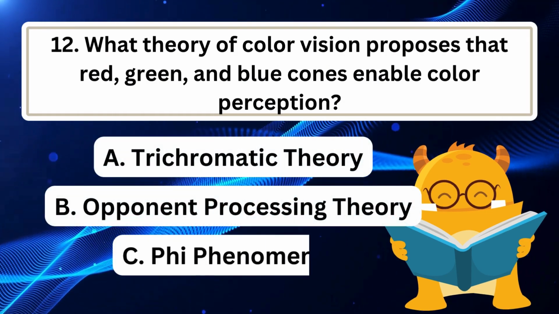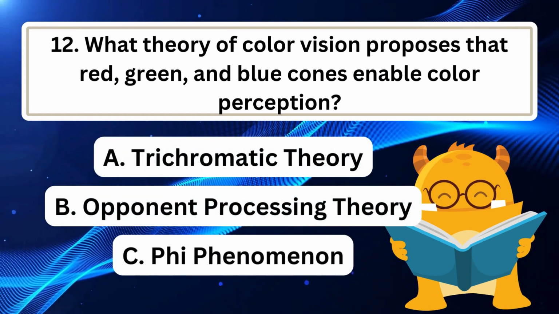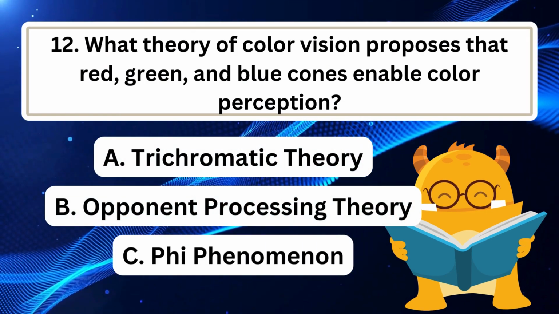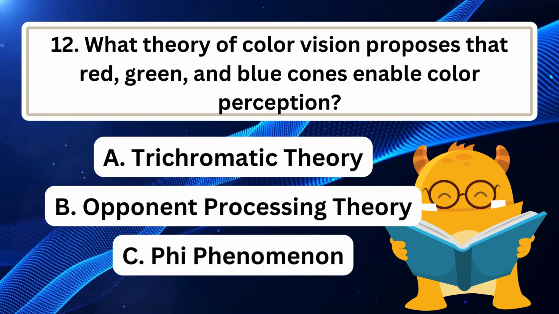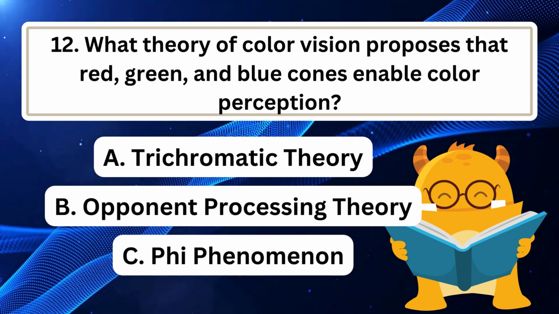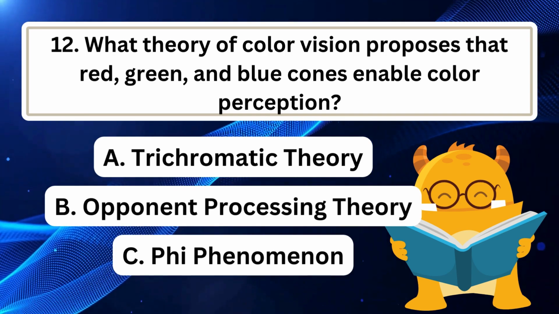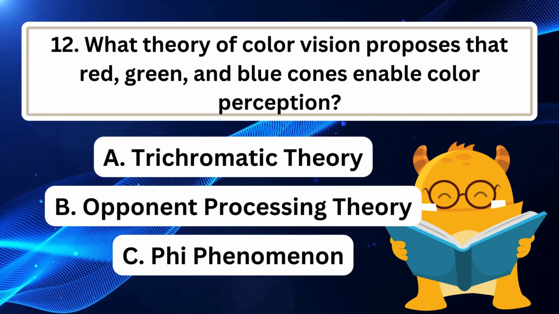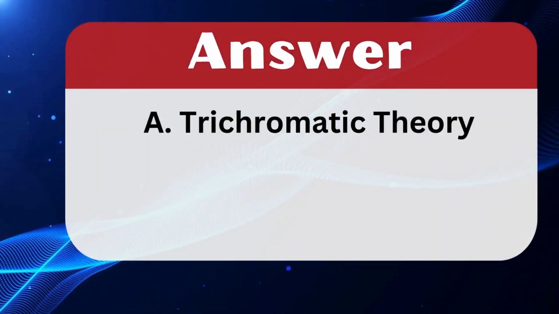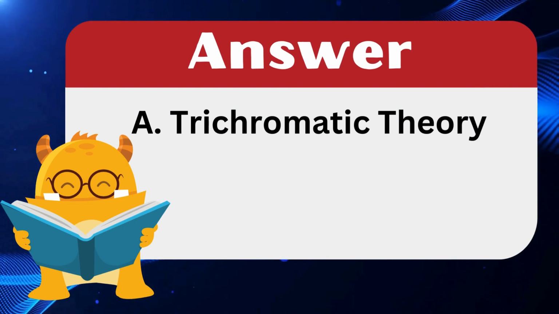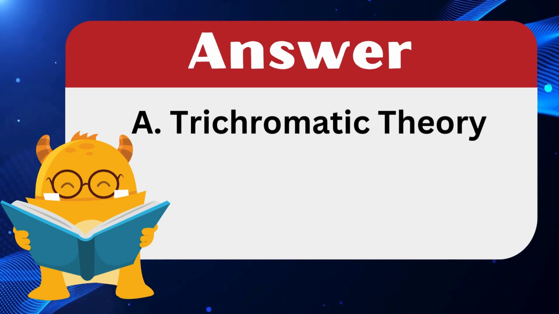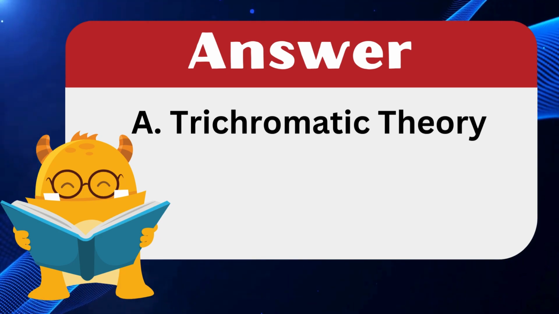12. What theory of color vision proposes that red, green, and blue cones enable color perception? A. Trichromatic theory. B. Opponent processing theory. C. Phi phenomenon. A. Trichromatic theory. The trichromatic theory suggests that red, green, and blue cones enable color perception.